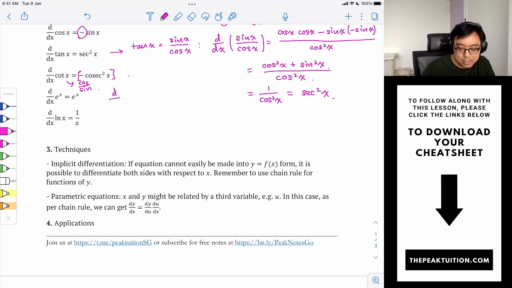So for example, d/dx of e to the power of kx will be equal to k e to the power of kx. Okay, you can do this by chain rule. And the derivative of ln x will be 1 over x.